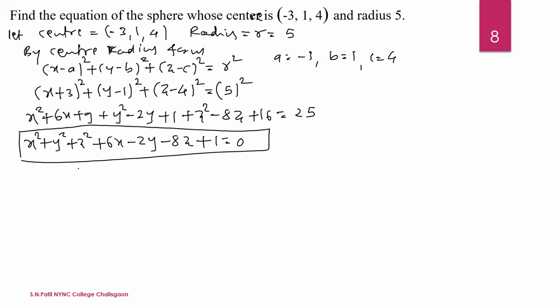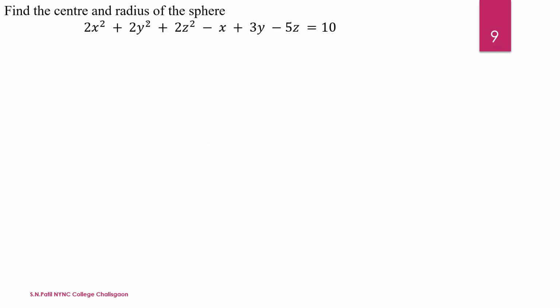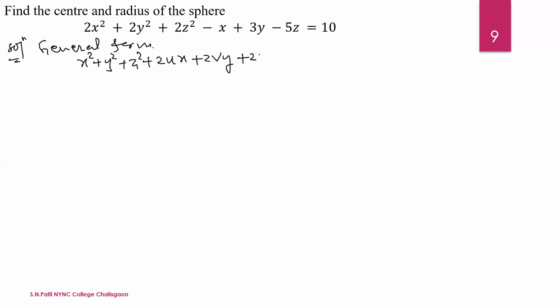Okay, now next, find the center and radius of the sphere. Now we have the equation of the sphere, and from that equation we identify the center and radius. For that, first we write the general form. The general form of the sphere is x square plus y square plus z square plus 2ux plus 2vy plus 2wz plus d is equal to 0.